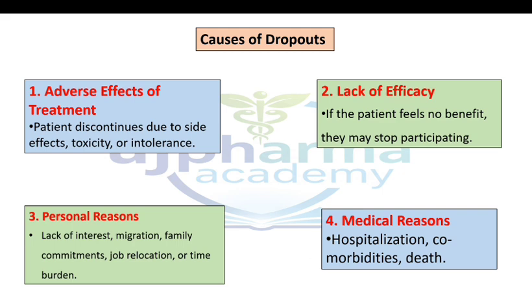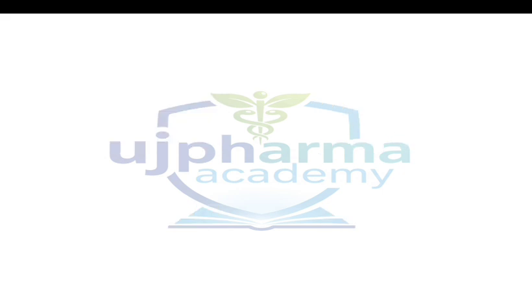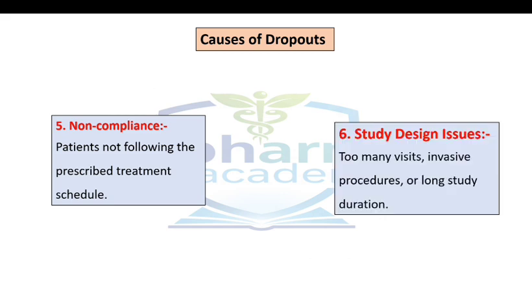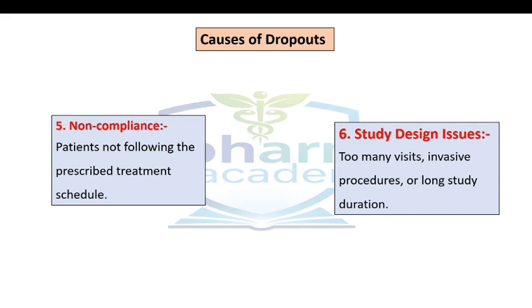The fourth one is medical reasons: hospitalization, comorbidities, or death. The fifth one is non-compliance, if the patient does not follow the prescribed treatment schedule. And the sixth one depends upon study design issues, such as too many visits, invasive procedures, or a long study duration. These are the causes of dropouts.